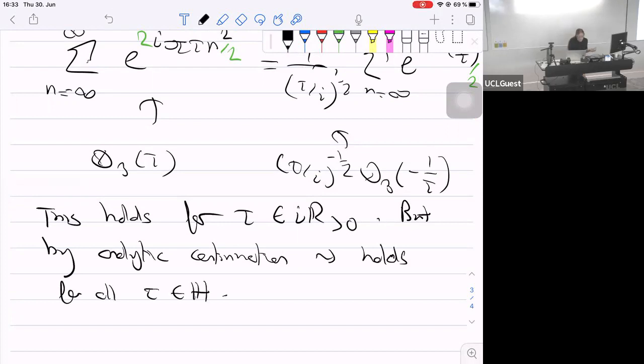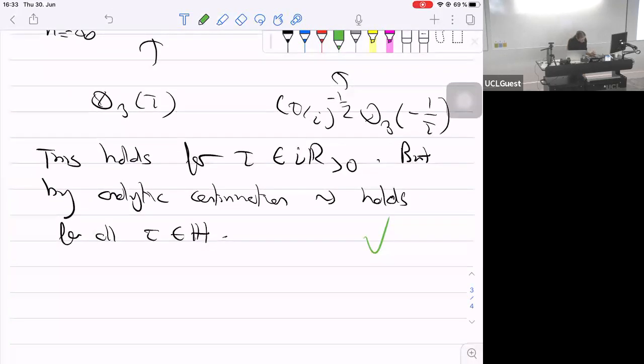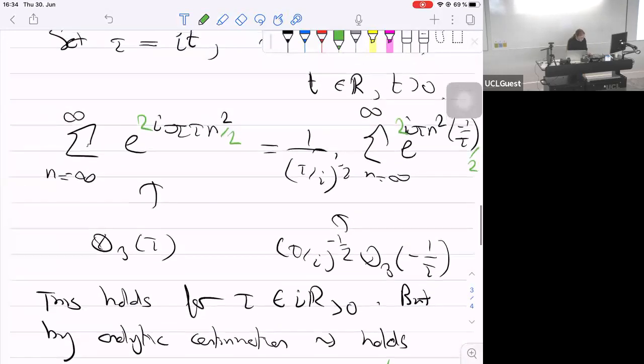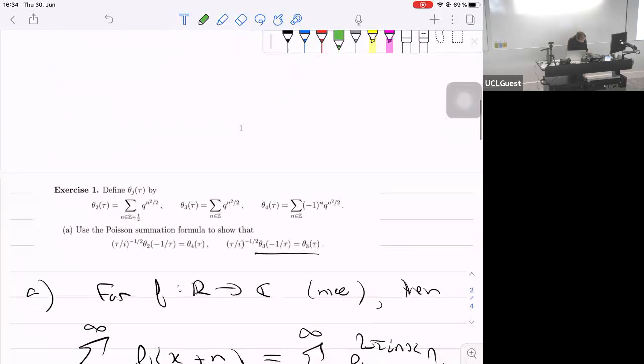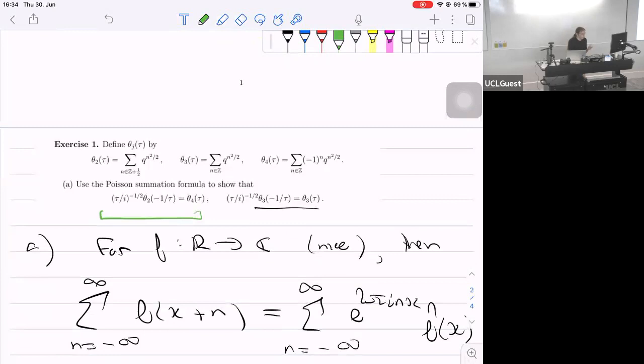So it's going to hold actually for all tau in the upper half plane. And that gives us the transformation property we wanted. Now you can do almost exactly the same thing for θ2 and θ4, except when you try to use the summation formula for, say, θ2, you end up getting something that looks like θ4 on the other side. And that's exactly the transformation property you want to prove there, which relates θ2 transformed with minus 1 over tau to θ4. So it follows in exactly the same way.